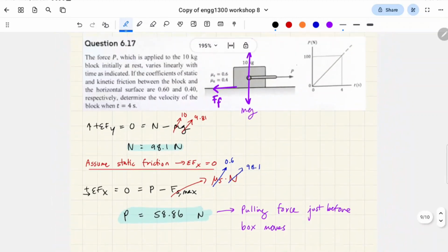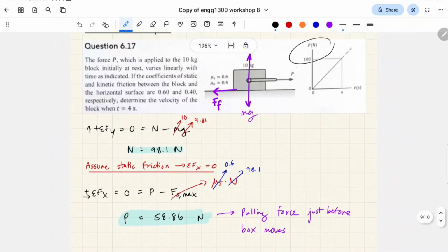Okay, let's look on this graph real quick. We can map where P is in relation to time, because the applied force linearly increases with time. So we start at 0 and then we slowly increase the force that we're pulling it with.